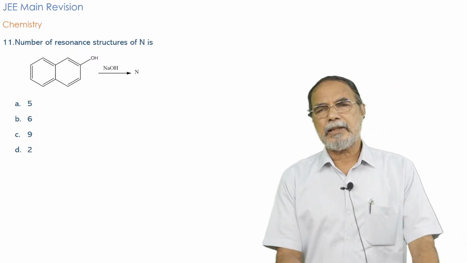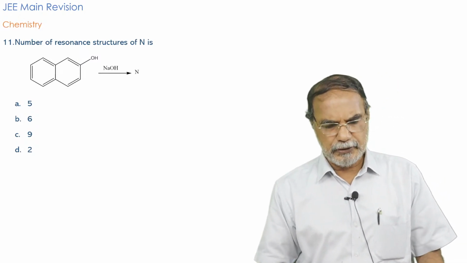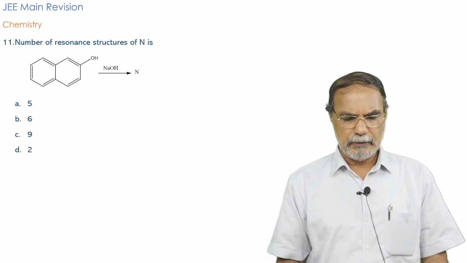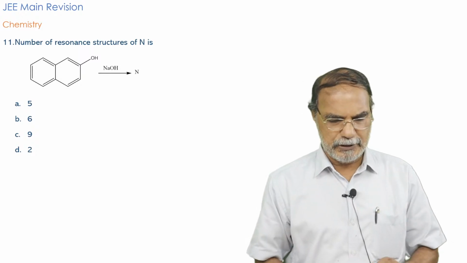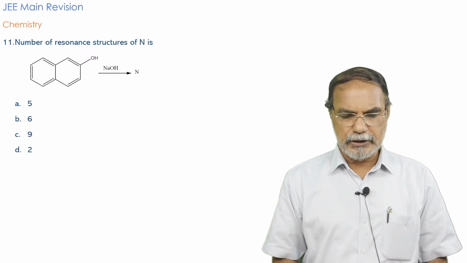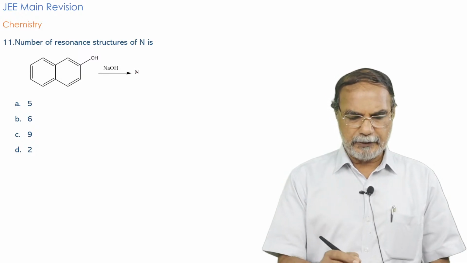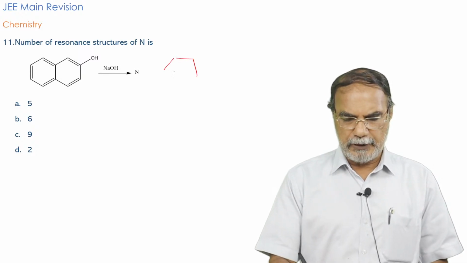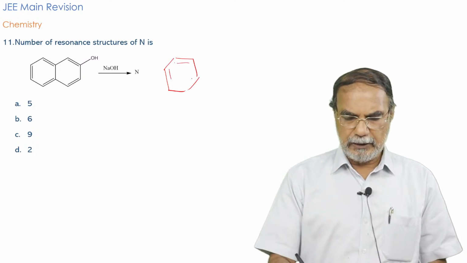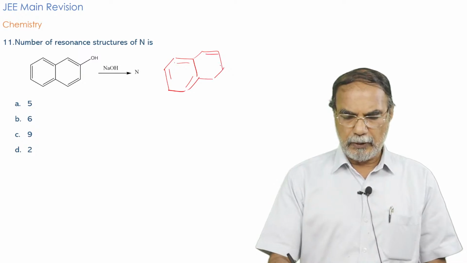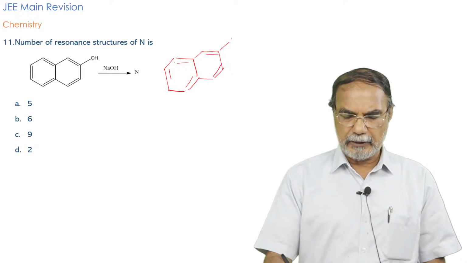Now here is a very good question. It was, I think, asked a couple of times for JEE Advanced, this particular question. The number of resonance structures of N, which is a product of this reaction. The product of this reaction is pretty simple. We have already said that the phenolic group, now this is the phenolic group present on a naphthalene ring.